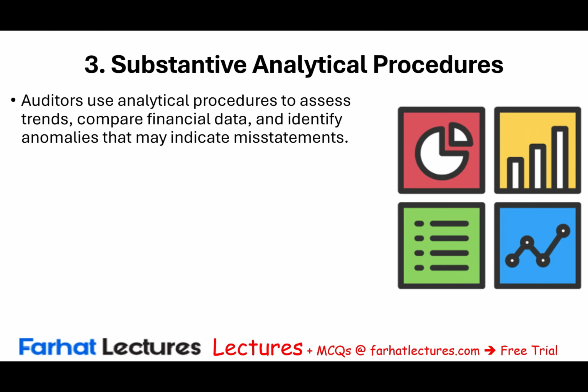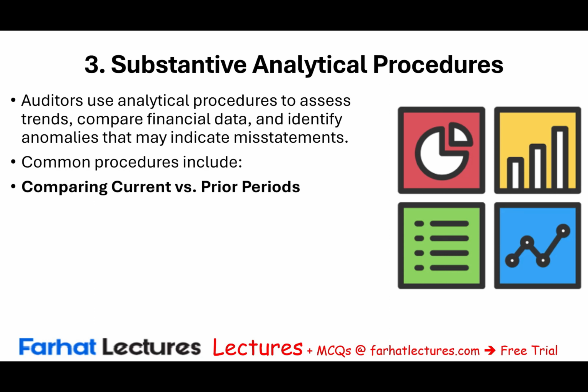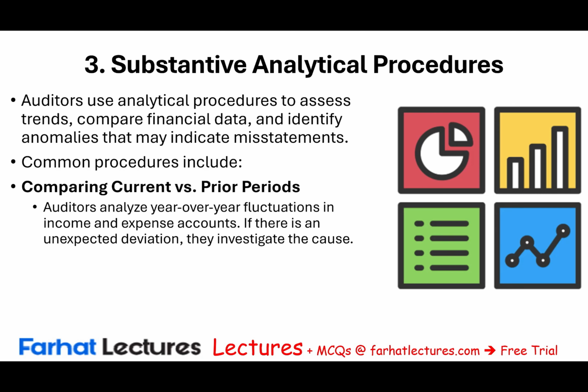So auditors use analytical procedures to assess trends, compare financial data, and identify anomalies that might indicate misstatements. So what can you use? Well, the first thing you should do if you are given a problem like this is compare this period, whatever, utilities or repair or maintenance, to the other period. Analyze year-over-year fluctuation in the income and expense account. If there's any unexpected deviation, you must investigate.